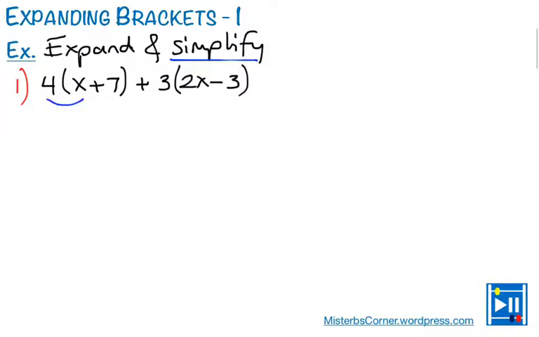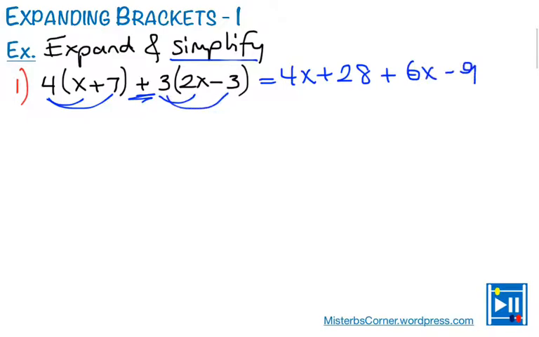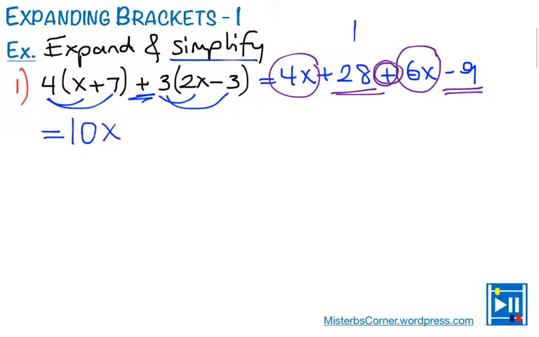So let's start. It's 4 times x, which is 4x, and it is 4 times 7, which is 28. So I copy paste this plus here. 3 times 2x is 6x, and 3 times negative 3 is negative 9, right? So it's 6x minus 9, basically. So you can see now that 4x and 6x are like terms, whereas 28 and minus 9 are like terms. So 4x plus 6x will be 10x, and 28 minus 9 will be plus 19. So it's going to be 10x plus 19. This is the simplest form.